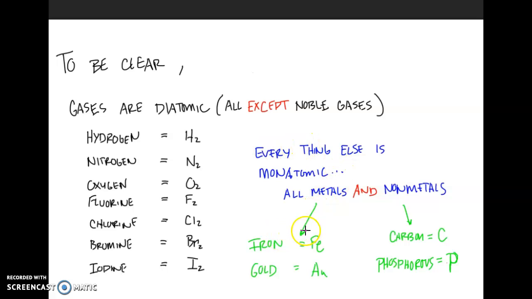So something like iron is just going to be the symbol Fe. Even your nonmetals, carbon, phosphorus, those are going to be C and P. So you don't really have to do anything when it comes to writing that part of the word equation. It's just recognizing what the element symbol is. If it is an element that is not a gas, find the symbol on the periodic table, and that's what you write.